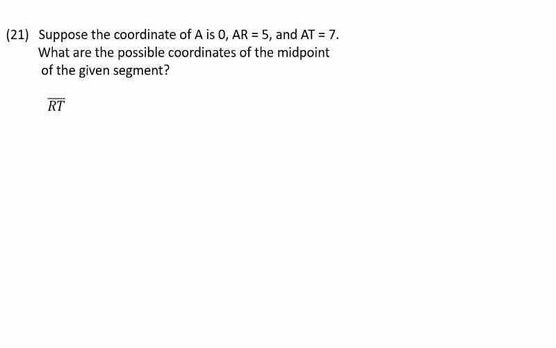All right, number 21. This one's interesting. Suppose the coordinate of A is 0. The length AR equals 5, and length AT equals 7. What are the possible coordinates of the midpoint of the given segments? So this one's a little tricky. A lot of times when people see AR is less than AT, people will say, okay, well, on a number line, let me just put arrows here. This could be A, this would be R, and this would be T, right?